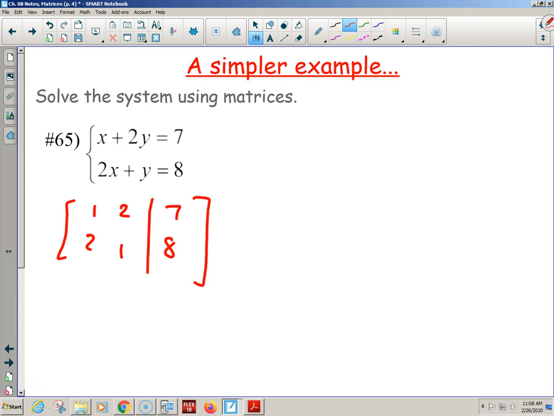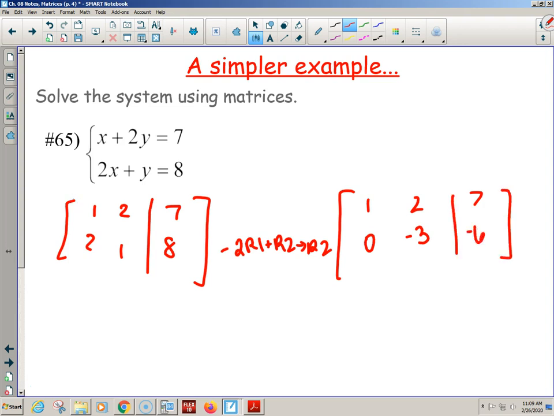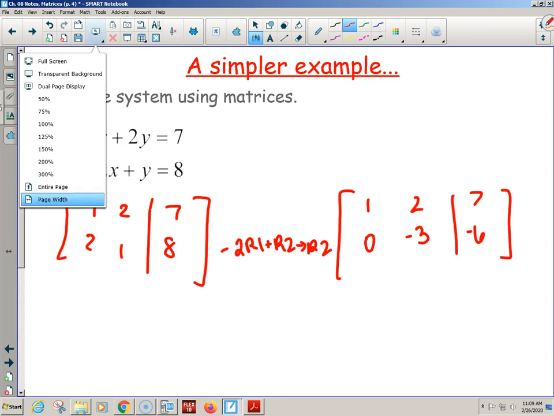But if I was to use matrices, I would go ahead and do negative 2 R1 plus R2. Negative 2 times 1 plus 2 is 0. Negative 4 plus 1 is negative 3. Double check my math. Let me know if you disagree.